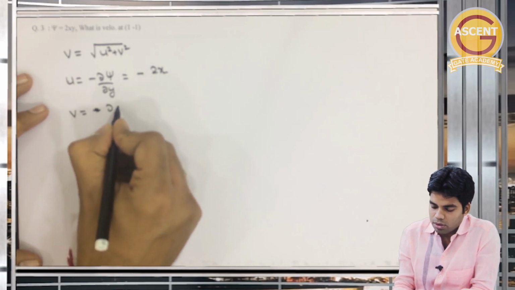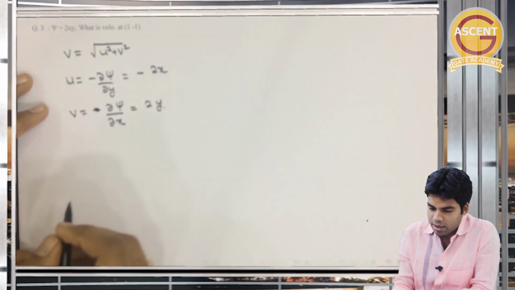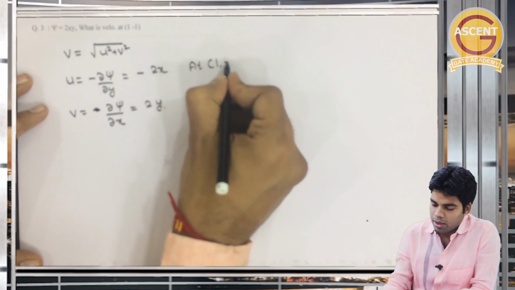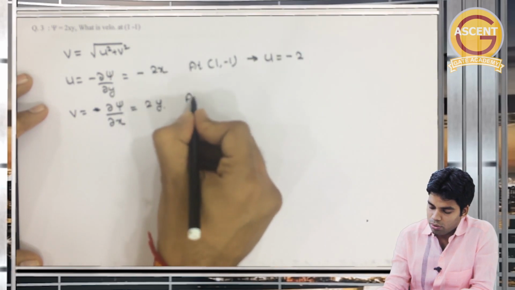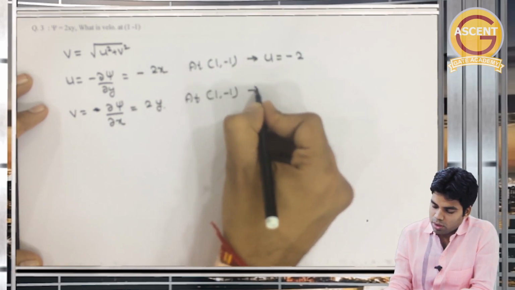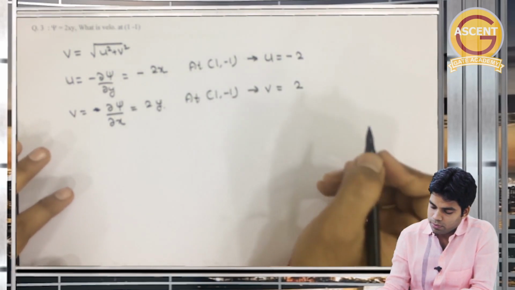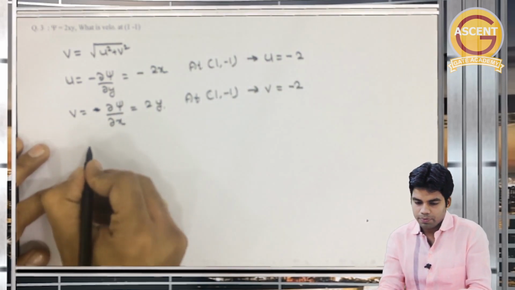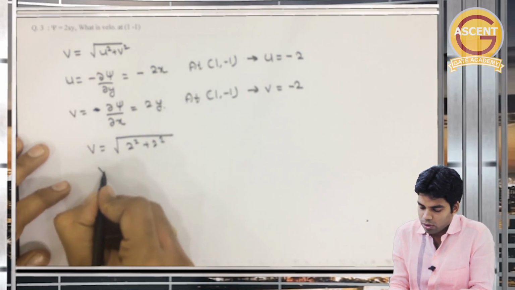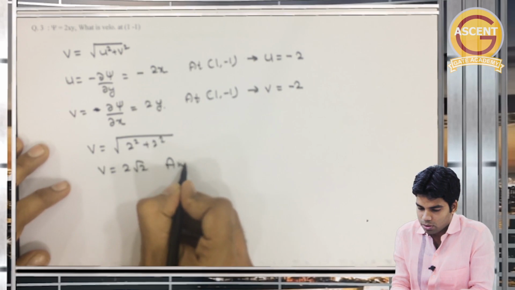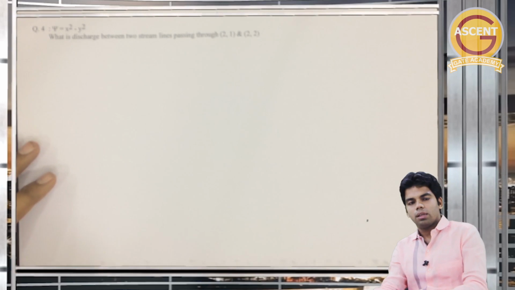V is equal to plus of del psi by del x, so this will be 2y. Now at 1, 1, and minus 1, this u will be equal to minus 2. Here also at 1 and minus 1, this v is equal to 2. Getting this? Sorry, minus 2. So this V is equal to under root of minus 2 square plus 2 square. So this will be equal to 2 root 2. Answer. Getting this? Okay, next question.